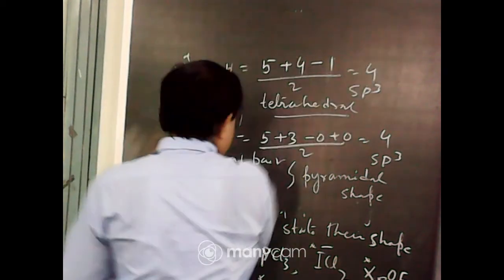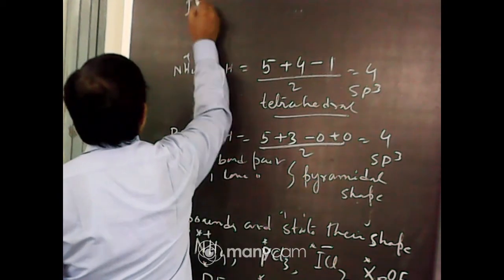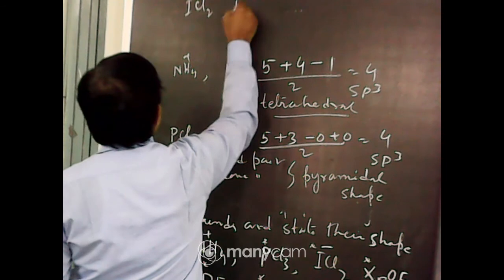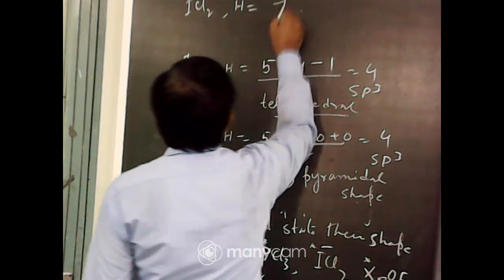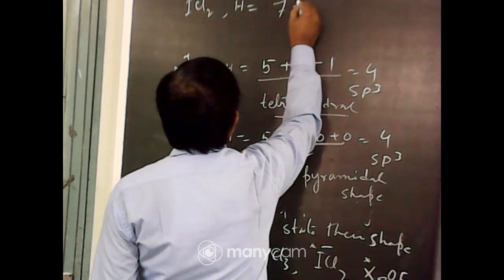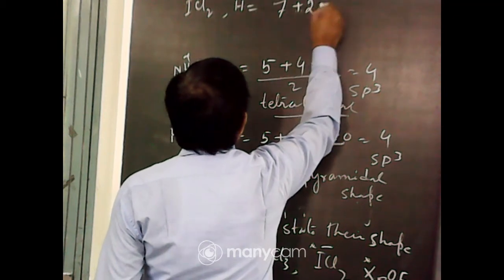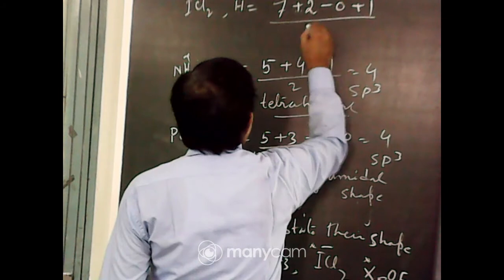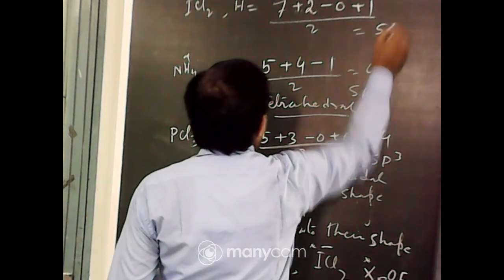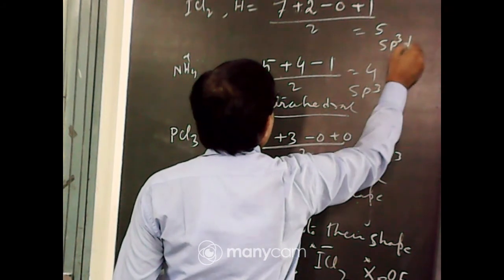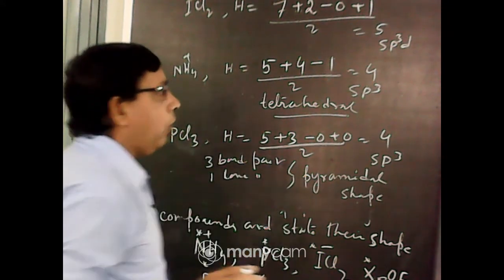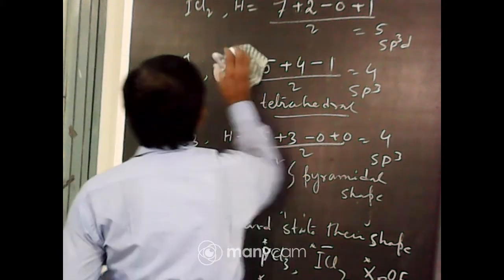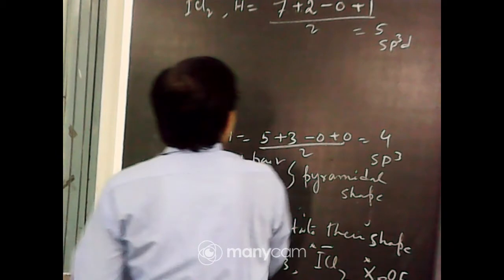Now next, ICl2-. What will be H? Valence electrons of iodine 7, plus 2 monovalent atoms, minus 0, plus 1 charge of anion, divided by 2, equals 5. 5 means sp3d. If all are bond pairs, the shape should be trigonal bipyramidal.